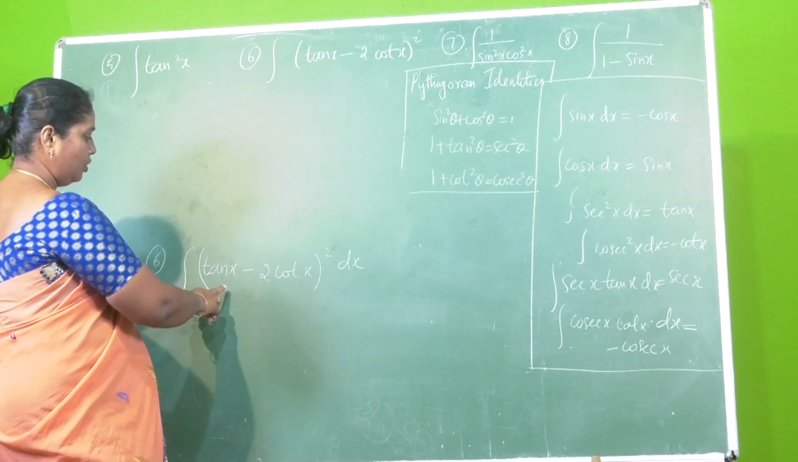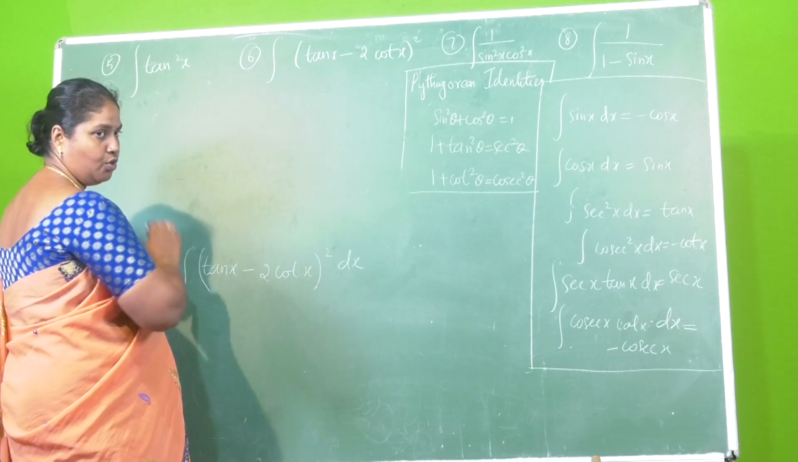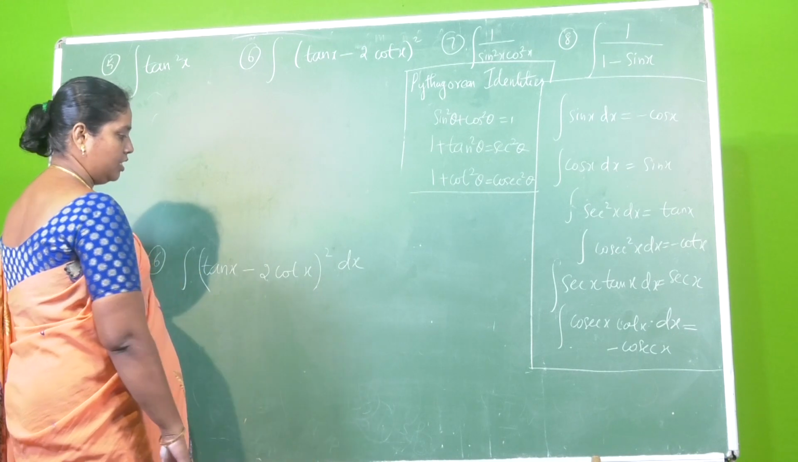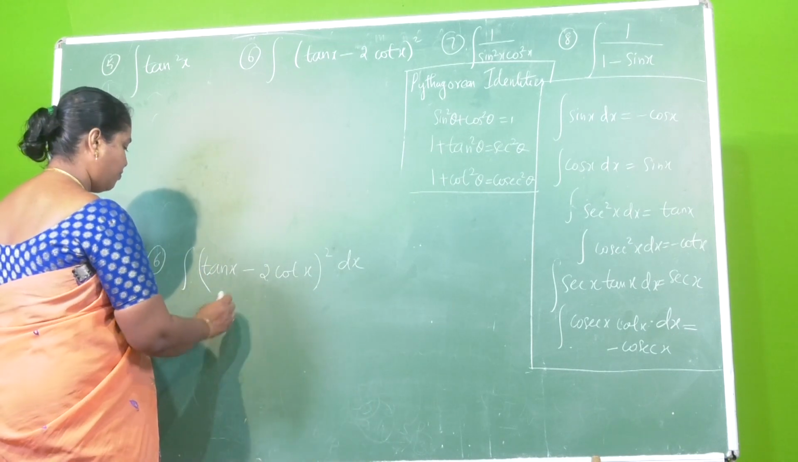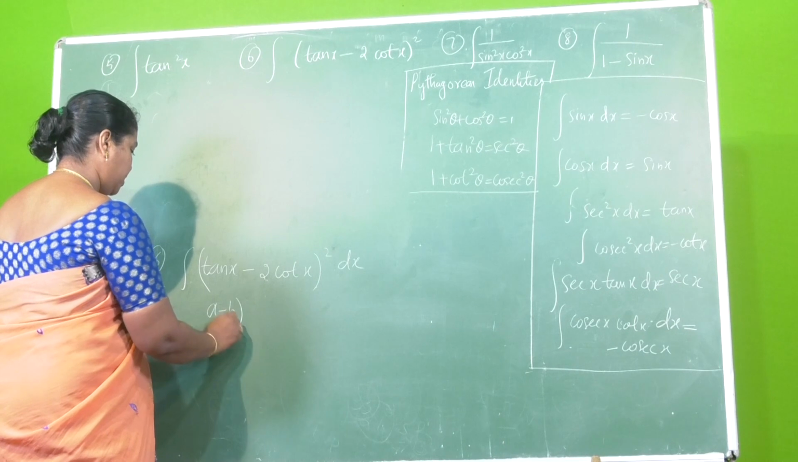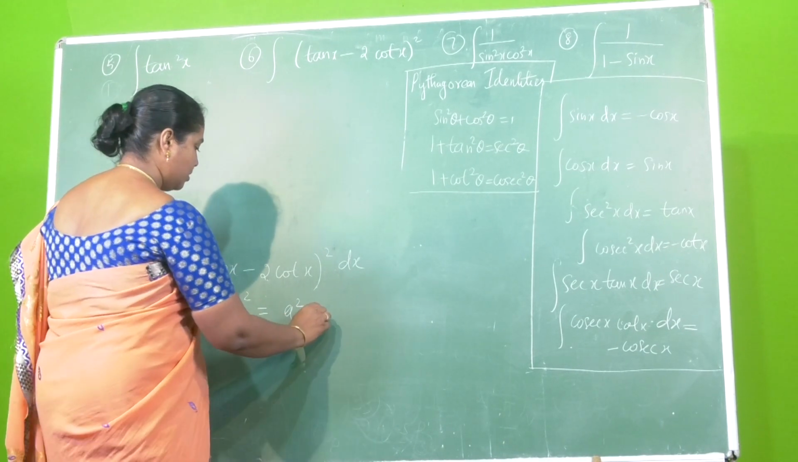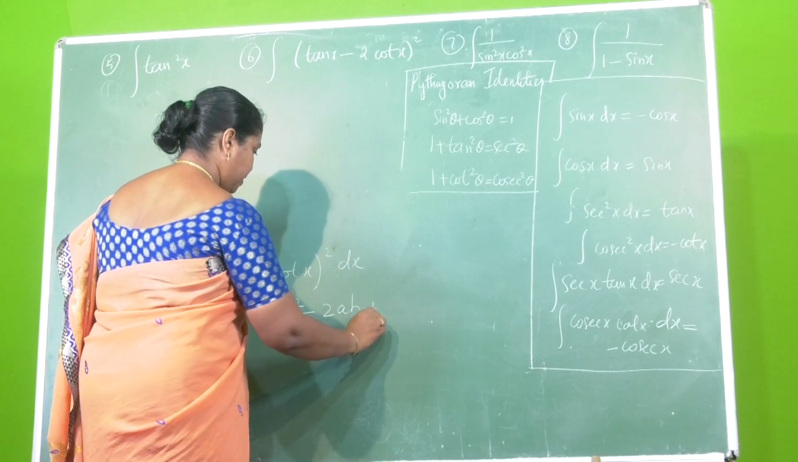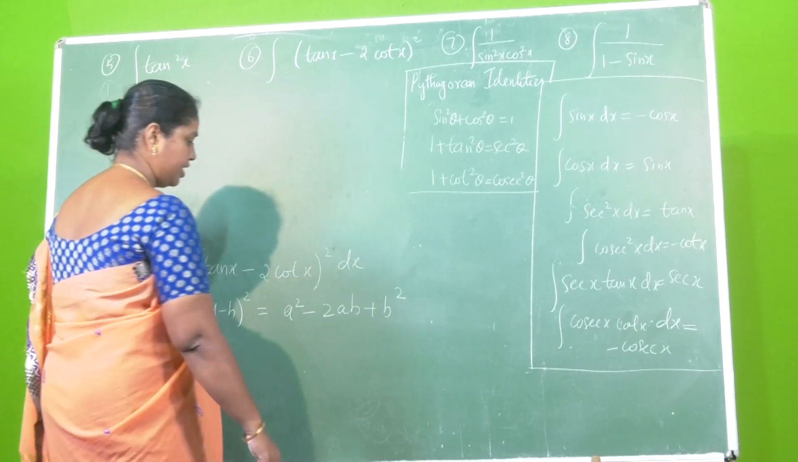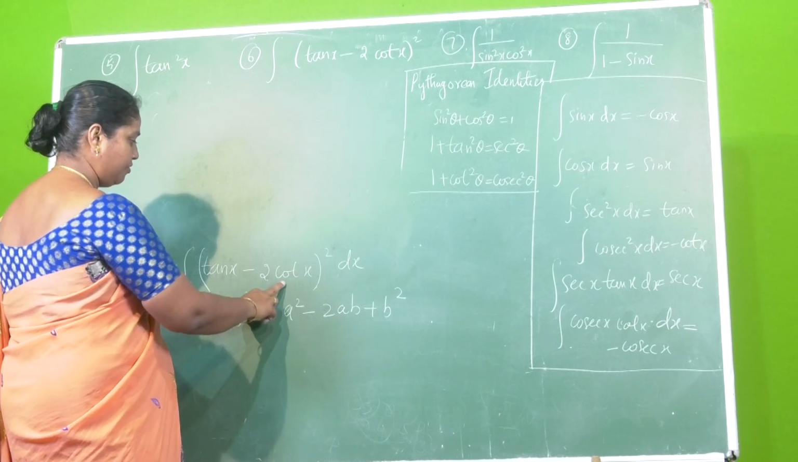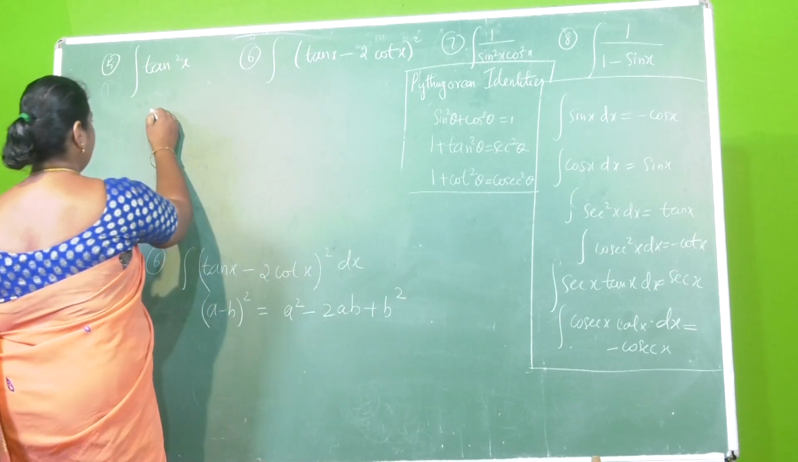As in the last 4th problem, this is of the type (a minus b) the whole square dx. What is that formula? (a minus b) the whole square is nothing but a square minus 2ab plus b square. Here in place of a you have tan x, and in place of b you have 2 cot x. Shall we solve this?